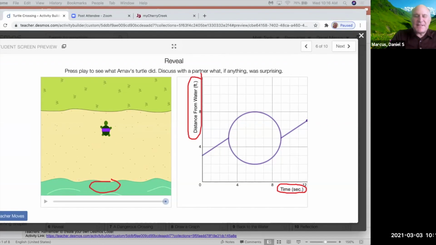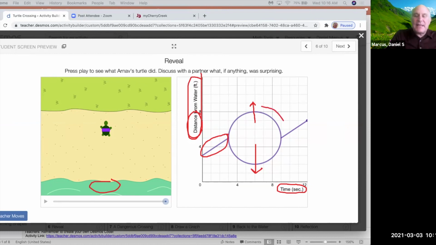Remember here, this is a certain pace. But once you hit a circle, how can you be getting closer to the land and further away from the land at the same time? Because remember, this is distance from the water. So further away from the water, closer. The only way that could happen is if the turtle splits in half.